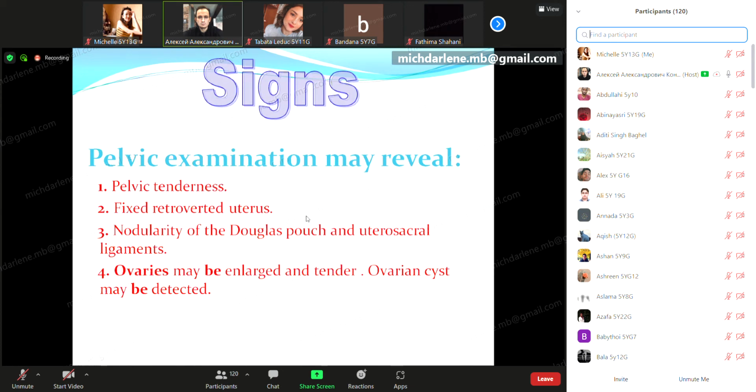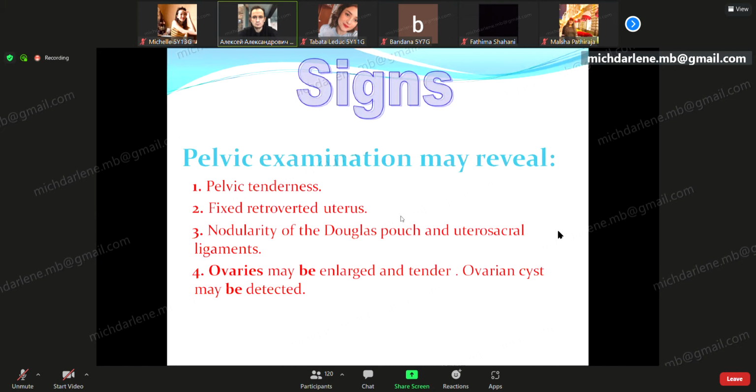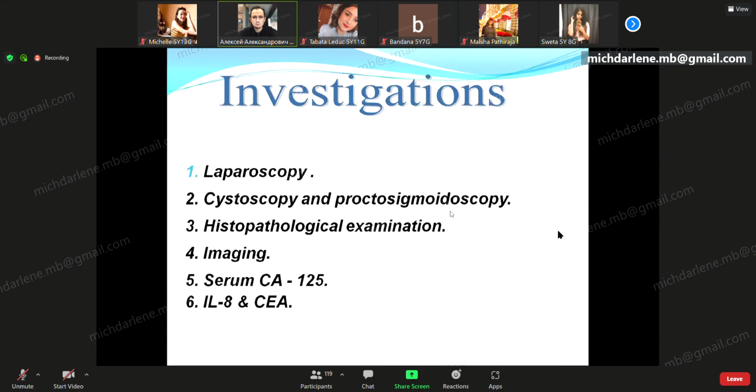Usually, during the bimanual examination, we can find tenderness, a fixed uterus because of the formation of adhesions, trouble with the Douglas space, and enlargement of the ovaries. But of course, it's not enough for us. We need to use some methods of investigation, and that investigation will be in accordance with our plan.